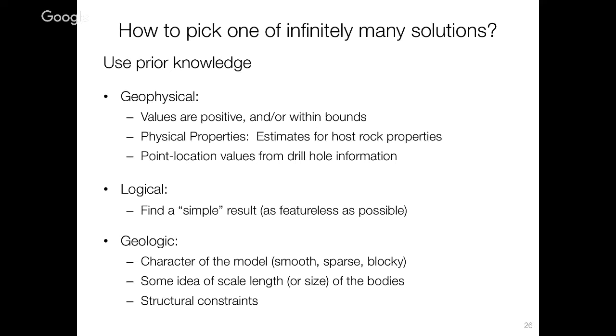And then there's geologic character, because sometimes we expect things to be smooth. It could be gradational, or maybe it's blocky, or maybe it's sparse. So maybe we could put that information in. Maybe there's scale lengths. You feel like, okay, can I find something that has a scale length longer than this? Or maybe there's structural constraints. You simply know that, okay, there should be a fault in this area or something like that.